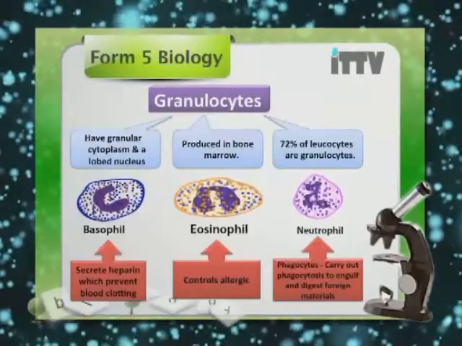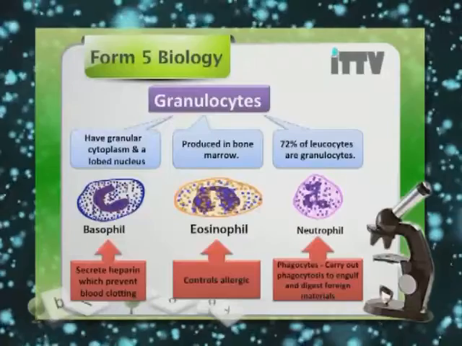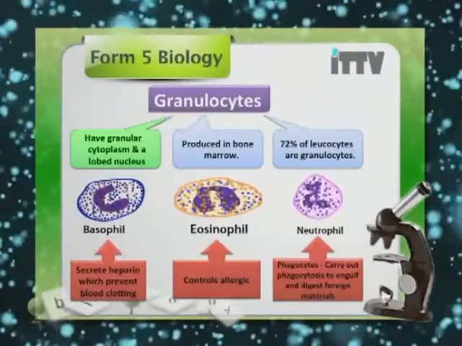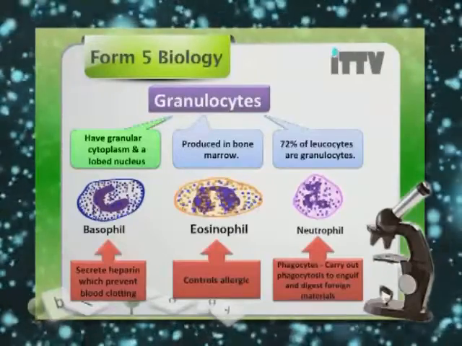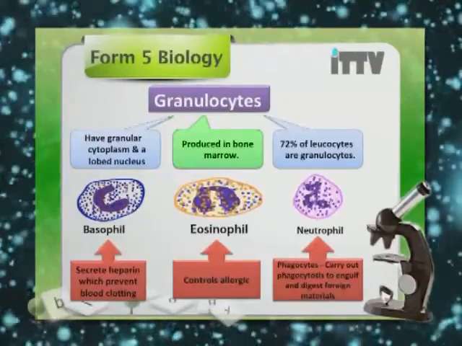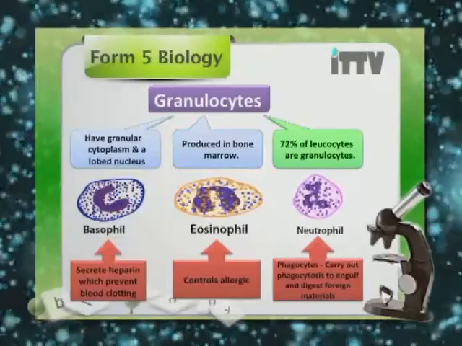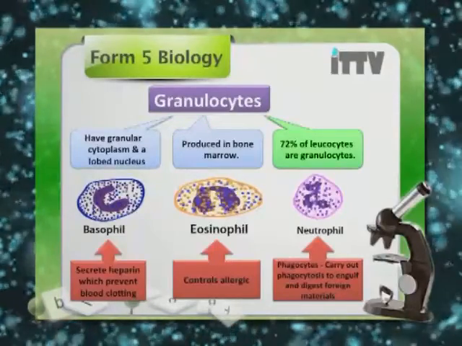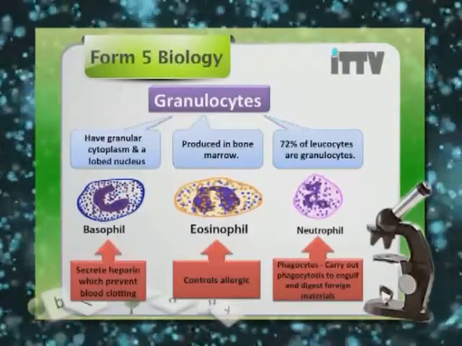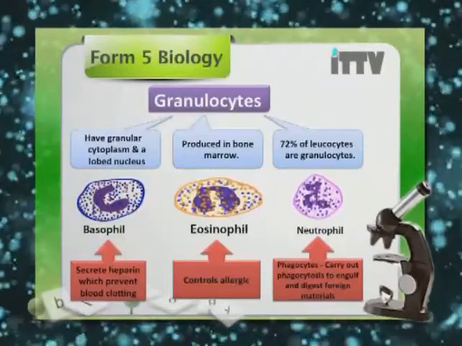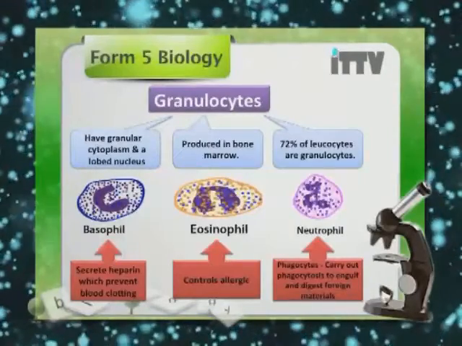In this diagram, you can see very clearly that the granulocytes have a granular cytoplasm and a lobed nucleus. They are produced in the bone marrow, and 72% of leukocytes are granulocytes. Now, take a closer look at the functions of each of these types of cells.